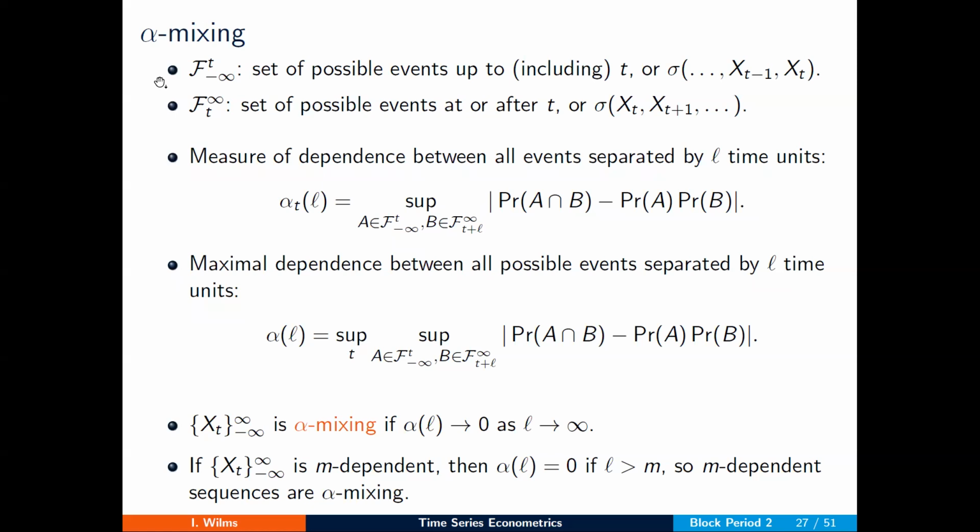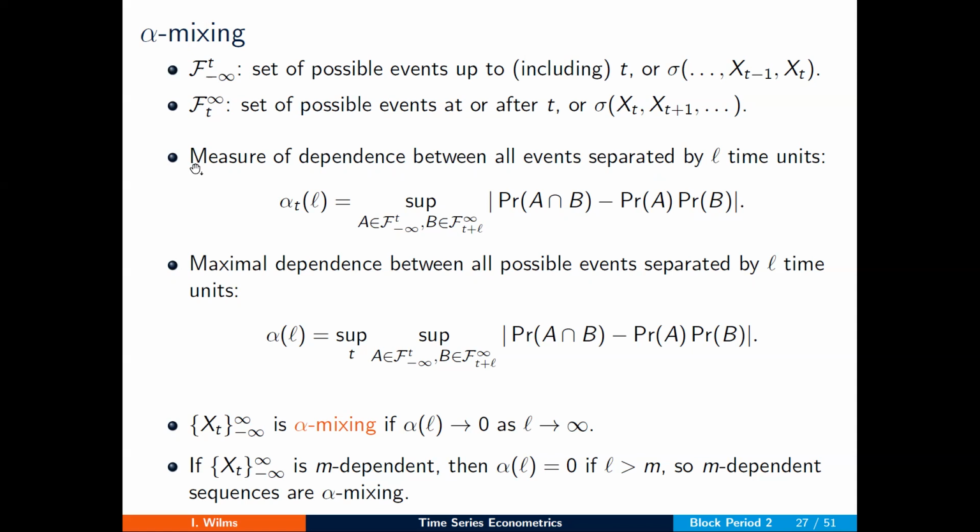For instance, for alpha mixing. For alpha mixing, we are looking at two sets of possible events. One where we look up to and including the time point t, and one that looks at events starting only at time point t.